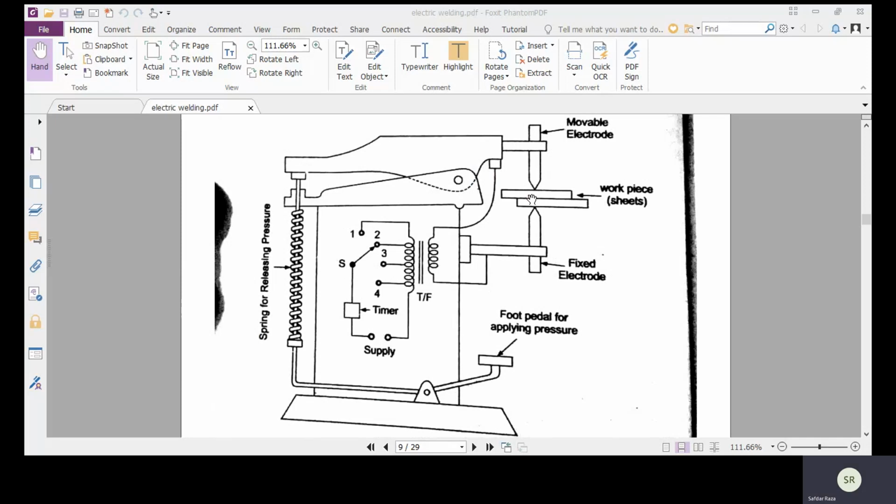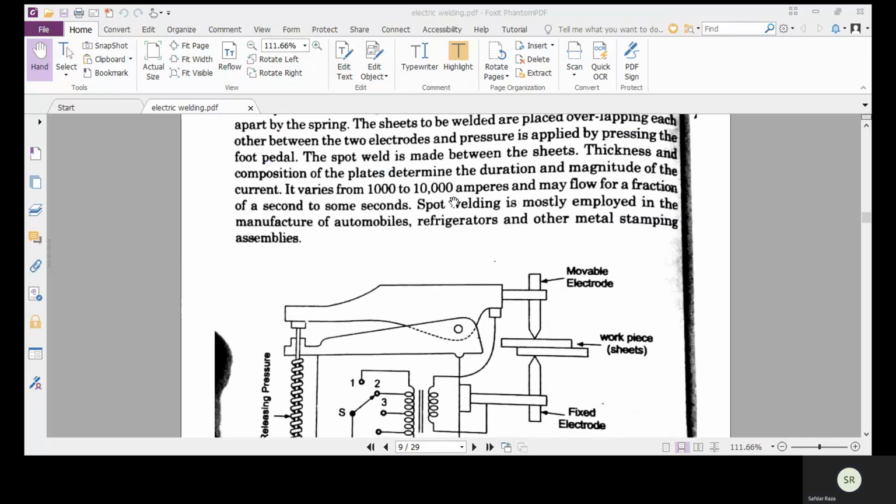Thickness and composition of the plates determine the duration and magnitude of current. It varies from 1000 to 10,000 amperes and may flow for a fraction of a second to some seconds. Spot welding is mostly employed in the manufacture of automobiles, refrigerators, and other metal stamping assemblies.